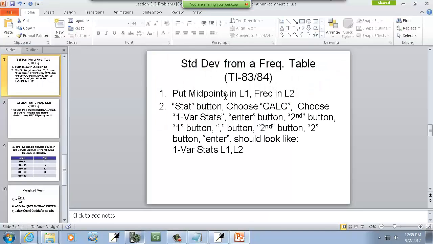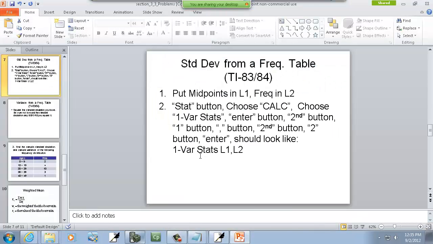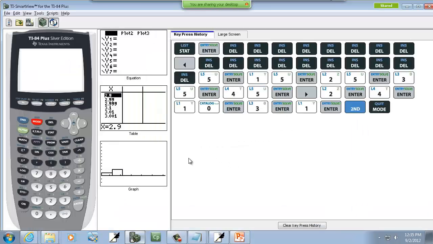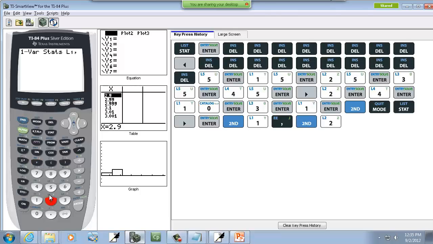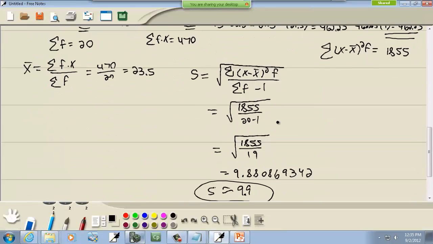Okay, now it doesn't say it, but after we input those in, we have to exit out. So be sure to do a second mode to exit out. And we're just going to do one var stats L1, L2. So I press my stat button, right arrow to calc, enter on one var stats, then second 1, comma, second 2. A lot of people forget the comma. I have to have the comma there. And then push enter.